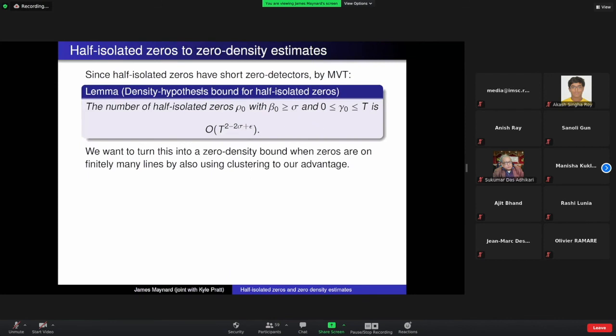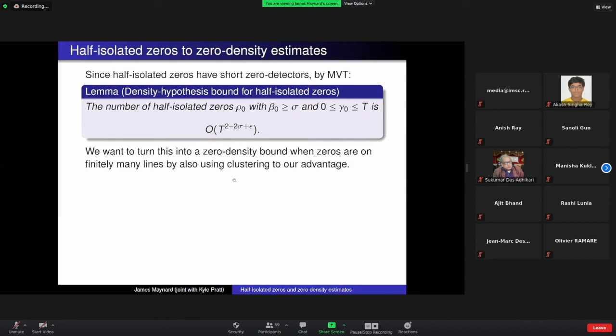So as soon as you have short zero detectors, there are lots of techniques that you can start to use. So the mean value theorem for Dirichlet polynomials becomes very powerful, and it automatically proves a density hypothesis type bound for half isolated zeros. So an immediate consequence of this is that the number of these half isolated zeros in a box with imaginary part at most t and real part at least sigma is of size at most t to the 2 minus 2 sigma.